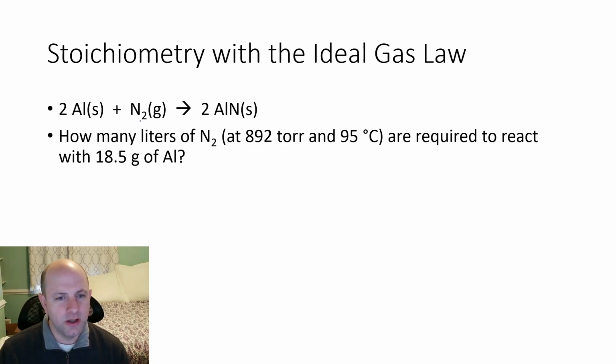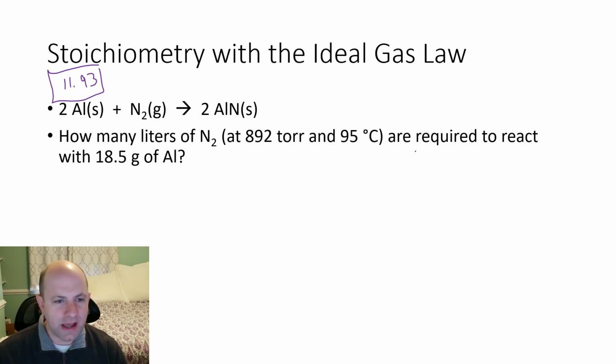So we're given an equation here. 2 aluminum plus nitrogen goes to 2 aluminum nitride. And they want to know how many liters of nitrogen. Oh, I'm sorry, I should have written this down. This is 11.93 in the book if you want to go to your text and follow along. But how many liters of nitrogen at 892 torr and 95 Celsius are required to react with 18.5 grams of aluminum?